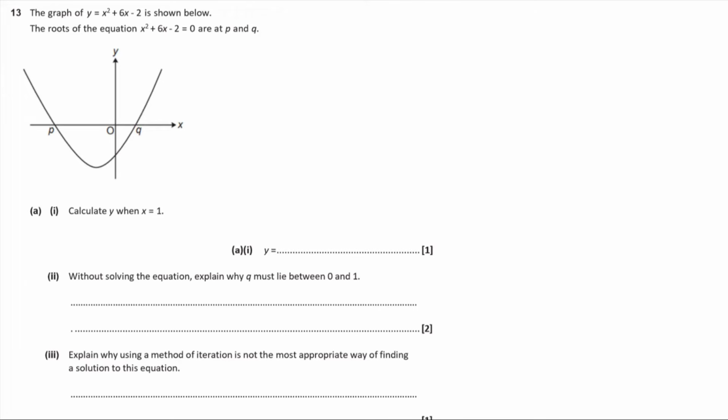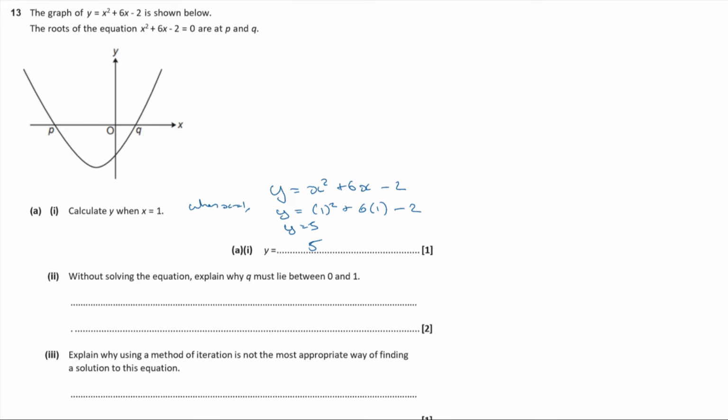Well, you can find the y coordinate, if you're given the x coordinate, by just simply subbing in, can't you? So if I've got y is equal to x squared plus 6x minus 2, then when x equals 1, I'm going to get y is equal to 1 squared plus 6 lots of 1 minus 2. So 1 squared is 1, 6 lots of 1 is 6, take away 2 is 1 plus 6, take away 2, that's 5, isn't it? So y is equal to 5.